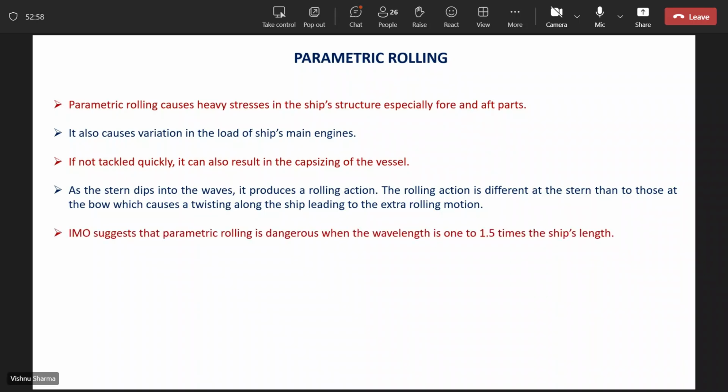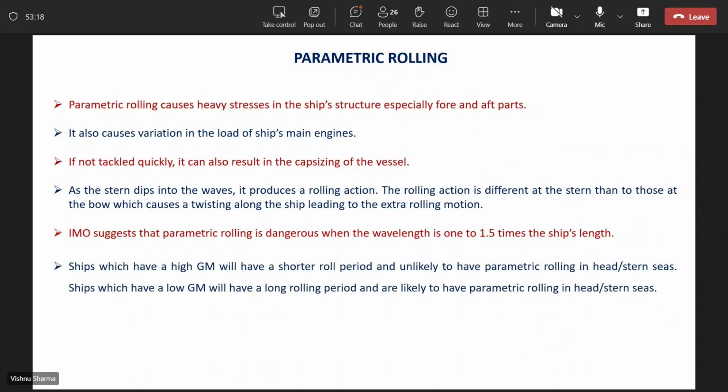IMO suggests that parametric rolling is dangerous when wavelength is 1 to 1.5 times the length of the ship. So anything between this, it is the parametric rolling. Of course, it is for the ships where parametric rolling can occur, not for every ship, right? If you don't have excessive flares, then it will not happen.